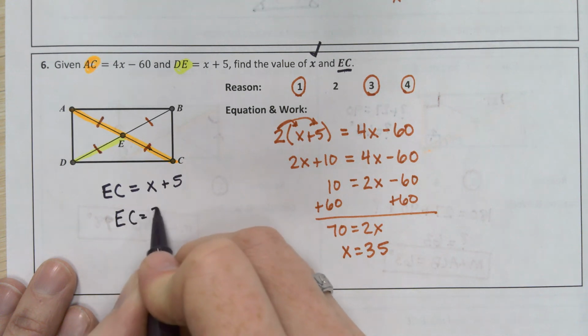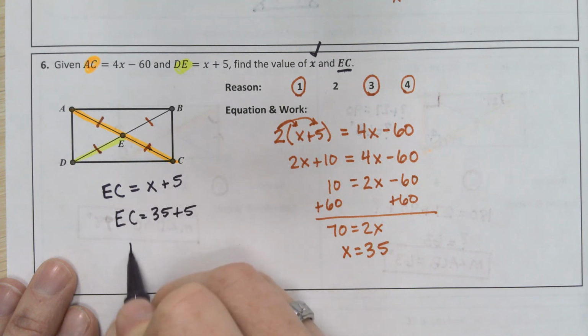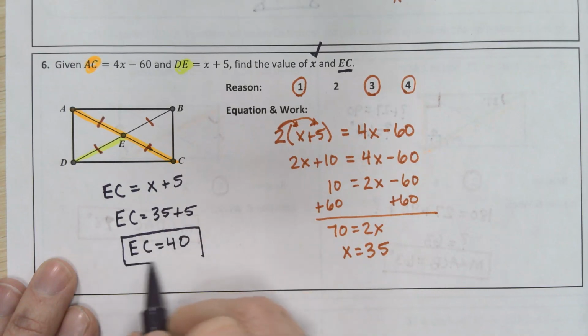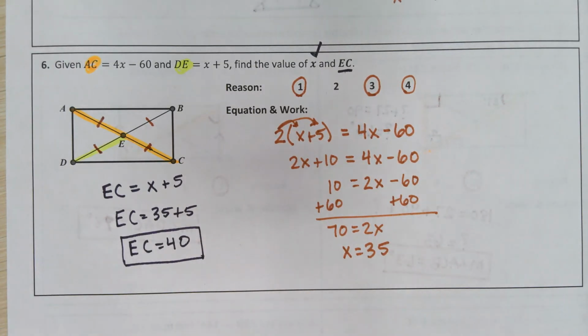So if we take our 35 and we plug it in, it looks like EC is going to turn out to be 40. Again, no degree symbol because we're dealing with a segment. And that should take care of both of the things they asked us to find for example number 6.